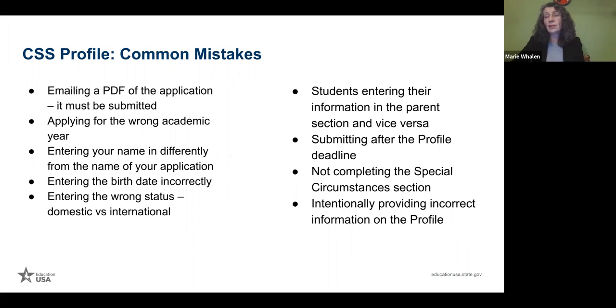So, Gail mentioned the importance of deadlines. I just really want to stress that further. And that's also why it's important to start the process early.